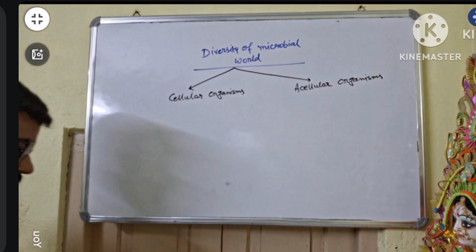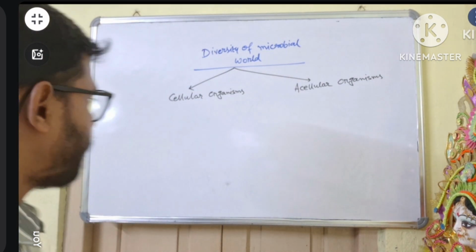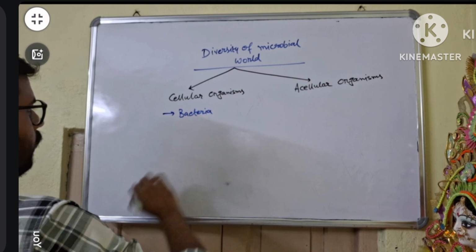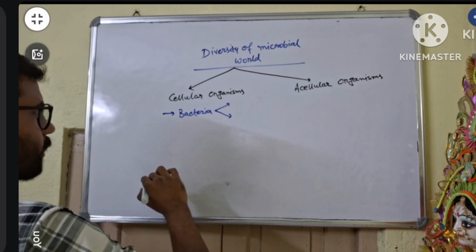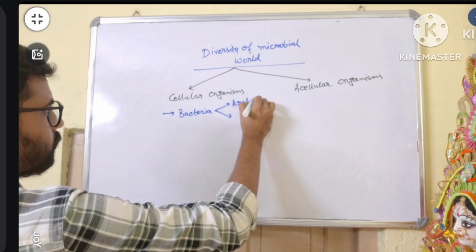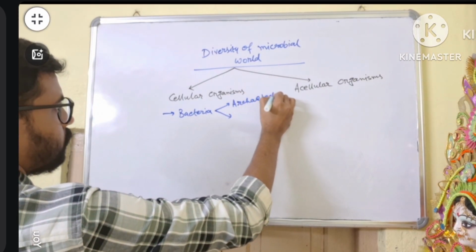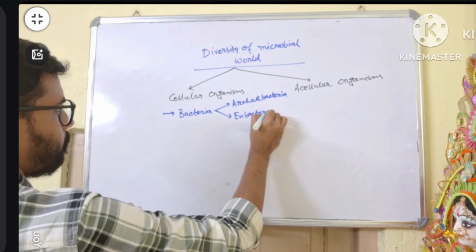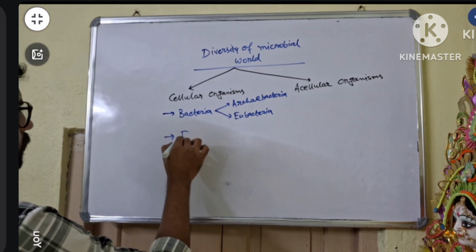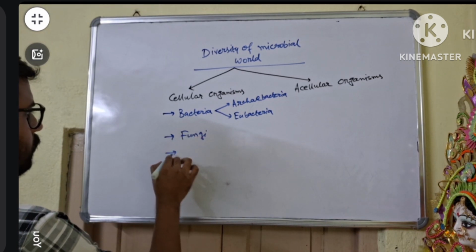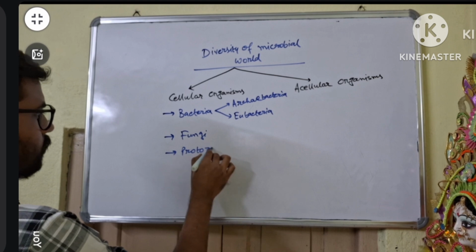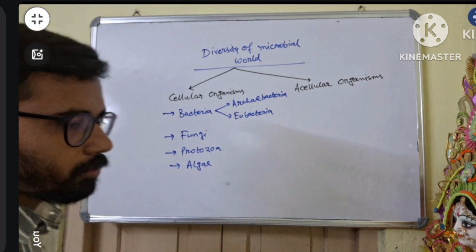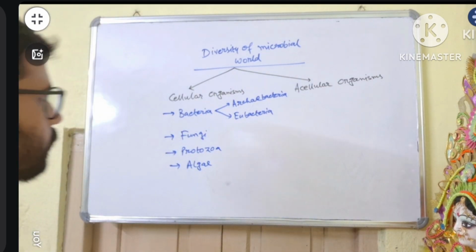and under the cellular organisms there will be bacteria. As per the domain model, bacteria could be of two types: Archaebacteria and Eubacteria, as well as fungi, protozoa, and algae. These are under microbial organism in cellular category.